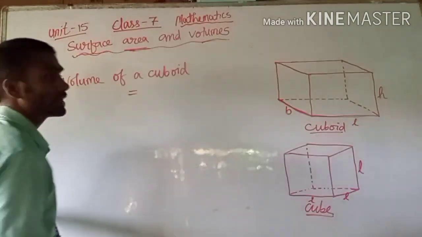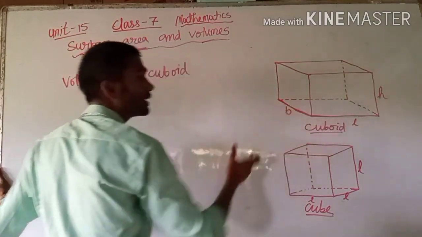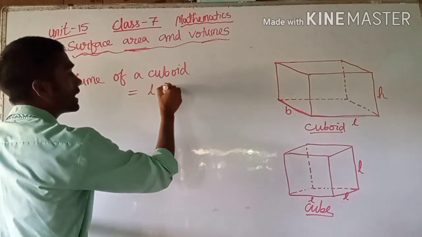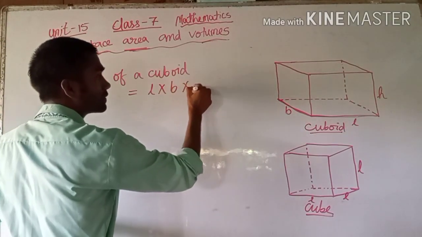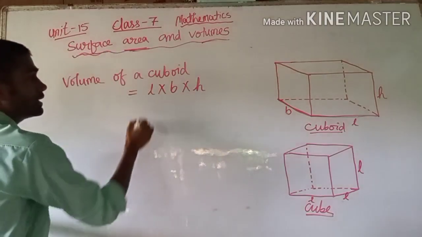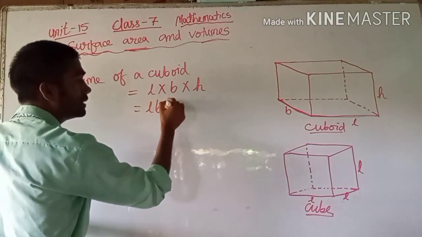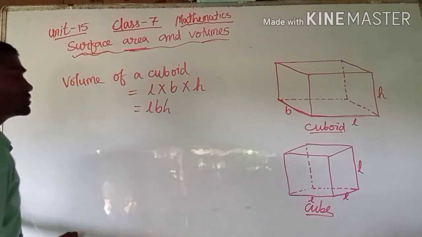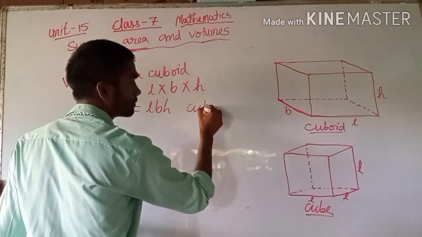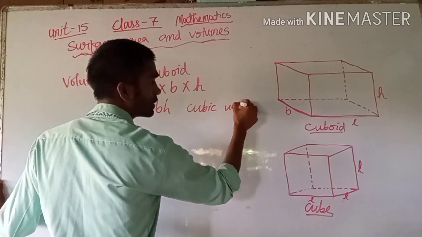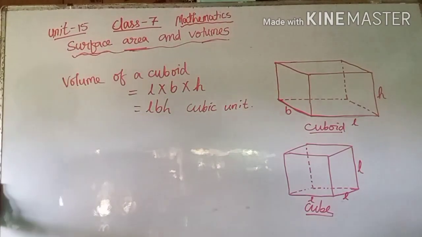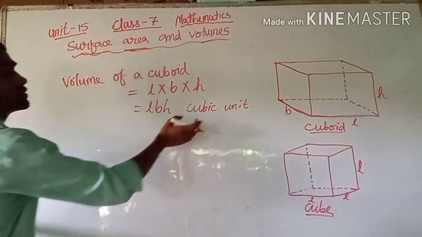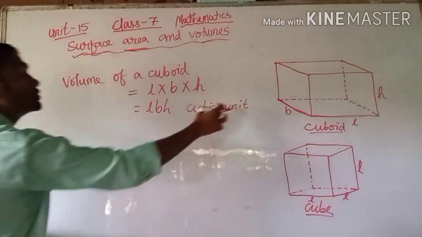What we usually do in a rectangle is multiply length and breadth. In this case we are getting height also. So we multiply length into breadth into height, and that is equal to LBH. That means length into breadth into height. And the unit that we are going to use here is cubic unit. As I have said, in volume you always use cubic unit, that is centimeter cube, liter cube, whatever it is. So we use cubic unit here.